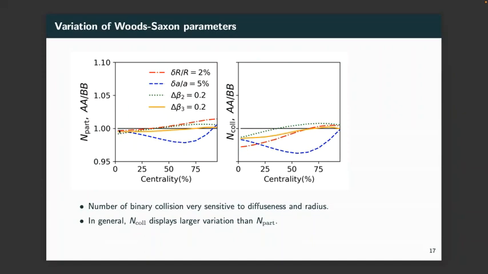You can see that if you vary the radius by 2%, it doesn't change N_part too much, since everything will participate, so you cannot increase N_part by too much. But the number of binary collisions, because it scales as the density squared, can change by a lot, especially for the diffuseness parameter. If you increase some very small density to slightly larger, it will generate a lot more binary collisions than the number of participants. So in general, the binary collision scaling is more sensitive to all these variations.